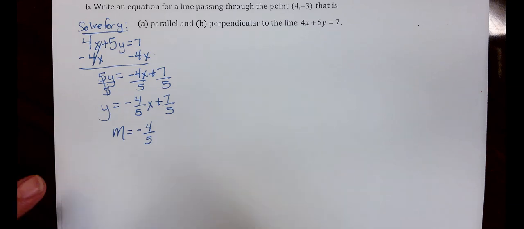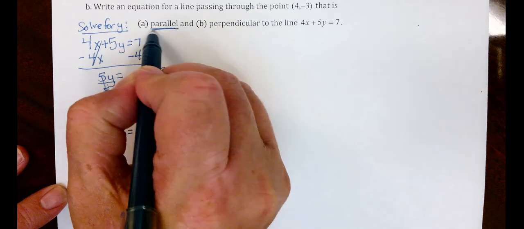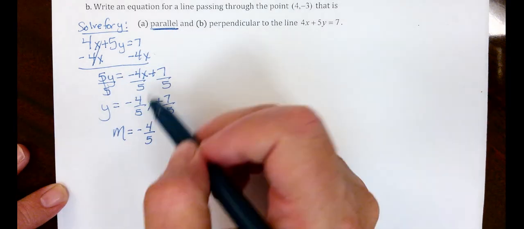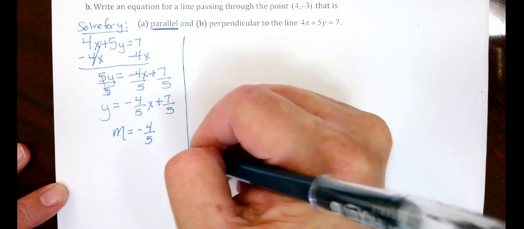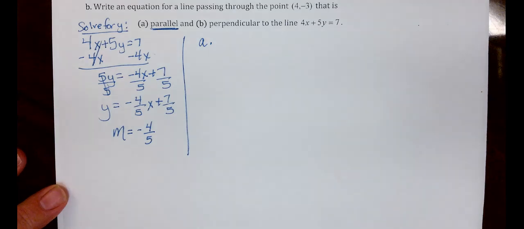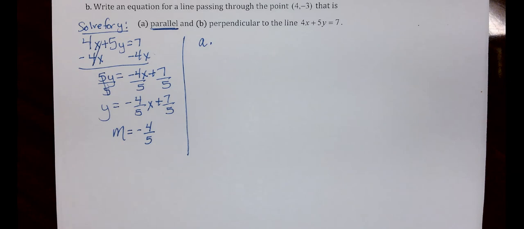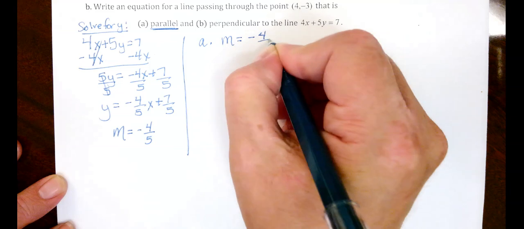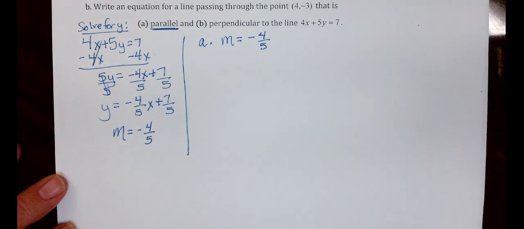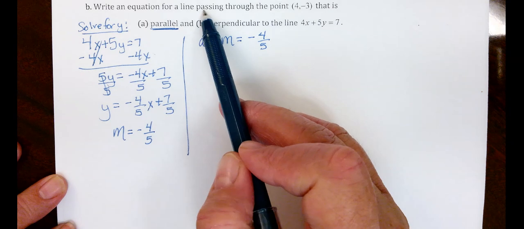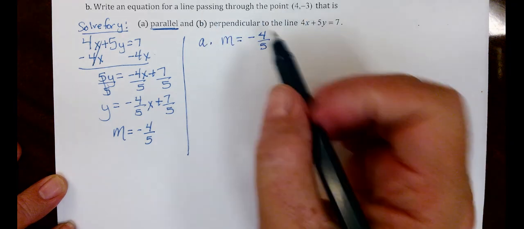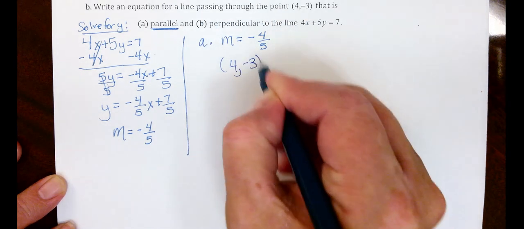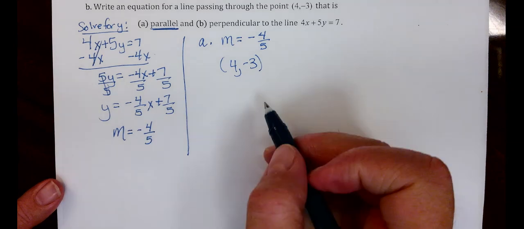Part A tells us to find the equation of a line that is parallel to this one. So for part A, our slope will be the same, because remember, parallel lines have the same slope. So our slope here is -4/5. Looking at the problem closer, we have to find an equation of a line that passes through the point (4, -3). So this is our point we're going to use.